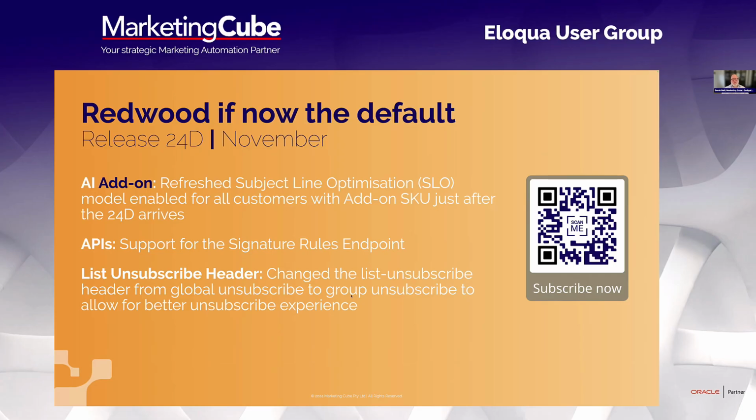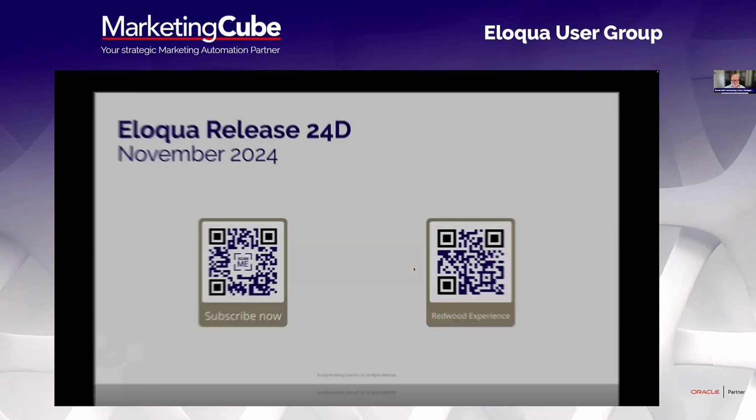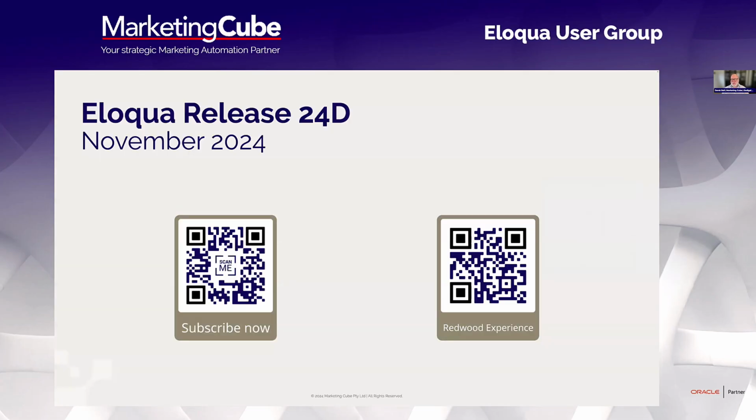List unsubscribe header, more information in our newsletter, so I would encourage you to subscribe to that. And you can learn more about Redwood on either the QR code on the right, or again, subscribe to our newsletter on the left-hand side.